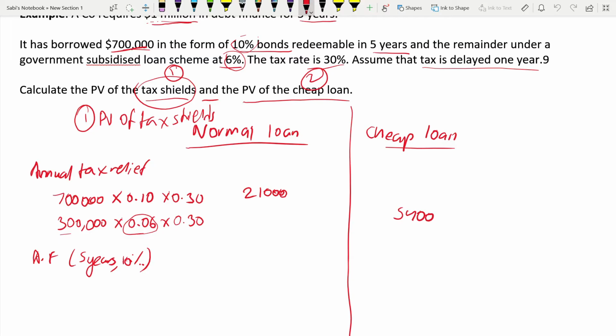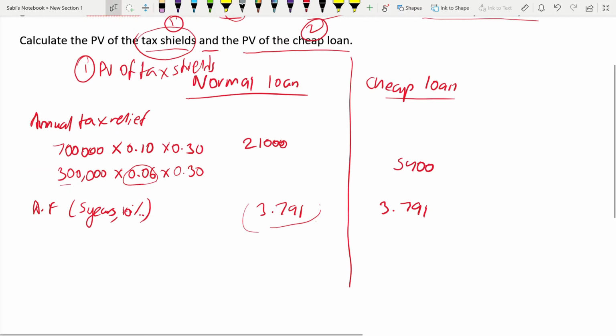So here also, what is the annuity factor? 3.791. You have to go to the annuity factor table, check for 5 years at 10%, and you will get this figure. Get it on your own. This will be fun for you to do for both. I told you the reason why 10% for both. Next, remember this is delayed 1 year. So you have to bring everything to year one.